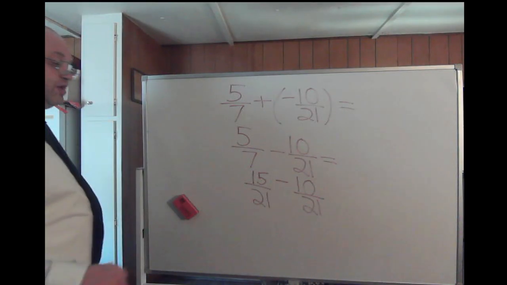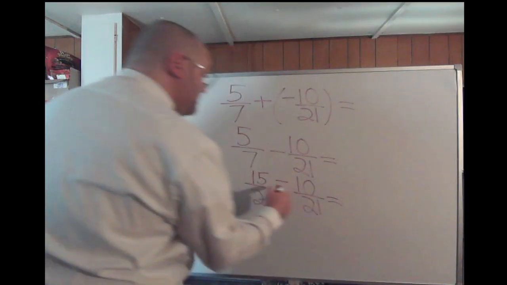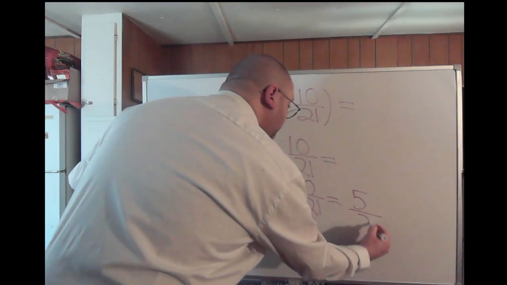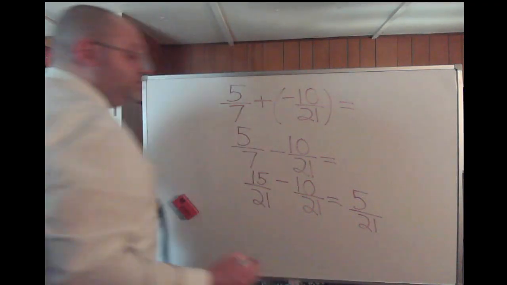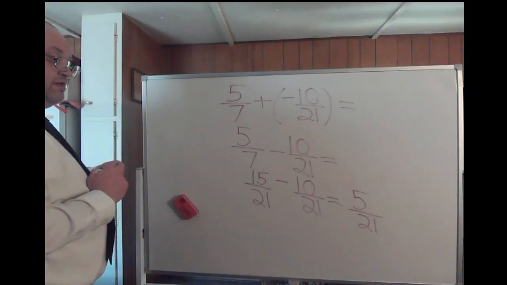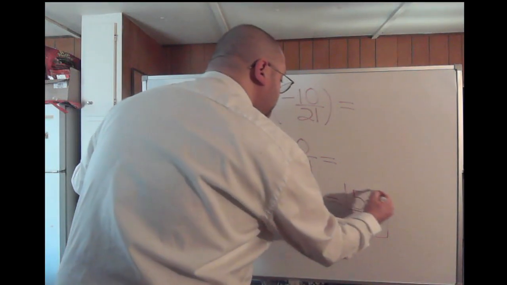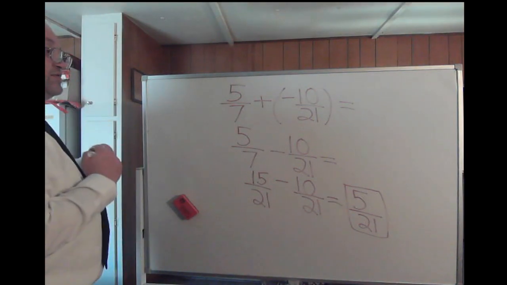Now you can do the subtraction. 15 minus 10 is 5. Then the denominator gets left alone. That's still 21. There's no common factors between 5 and 21 that'll cancel out, so it's already in simplest form. So the answer you would get is 5/21.